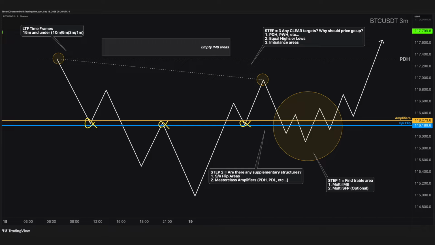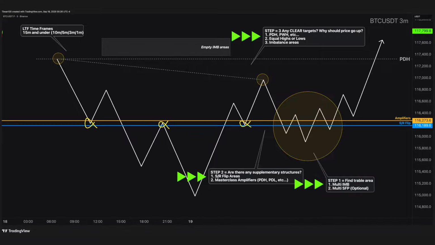We need clear targets because we always want a reason for the price movement. Why should the price move up? Why should the price move down? Usually, it is because the price is heading to hunt specific levels or liquidity. That's why having clear targets is so important. And there you have it. Step 1, you find yourself a tradable area. Step 2, you confirm it with extra supportive structures. Step 3, you identify the great and clear targets.